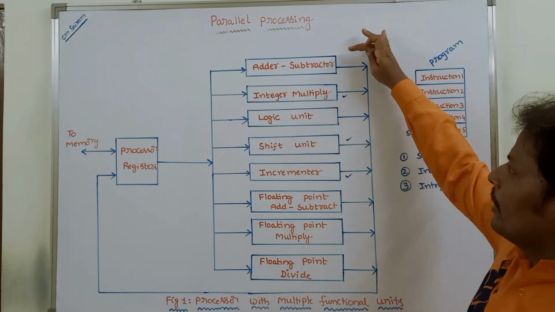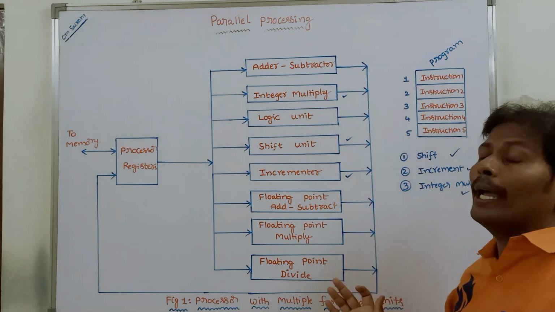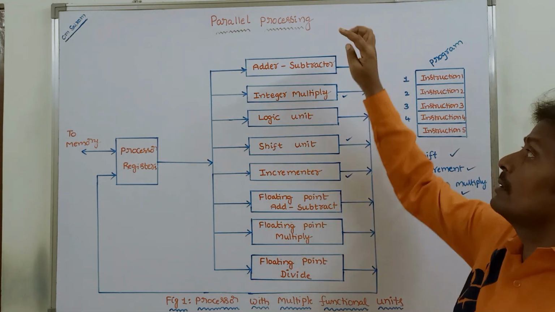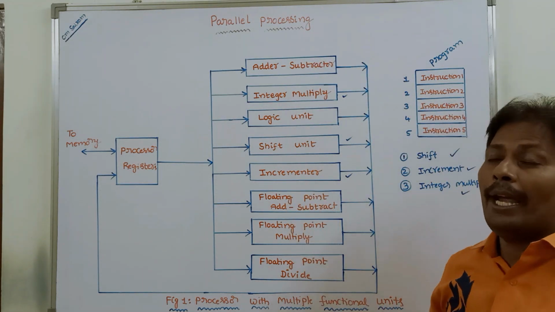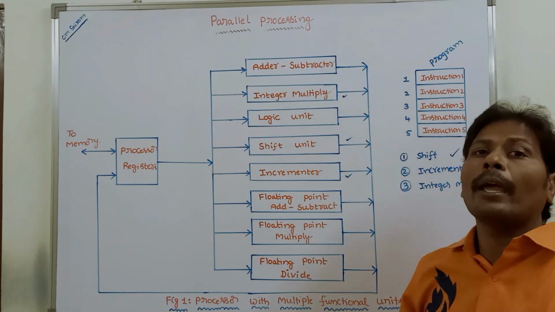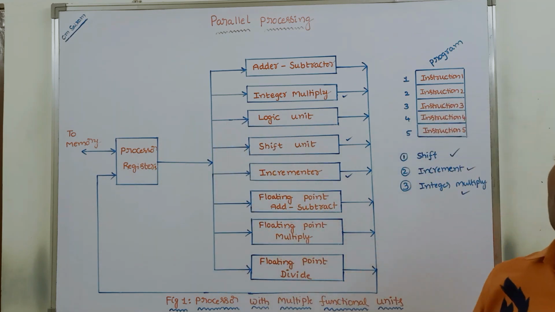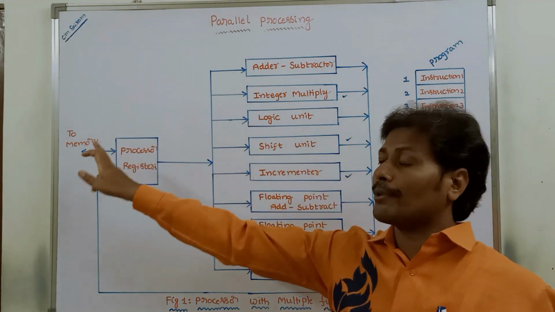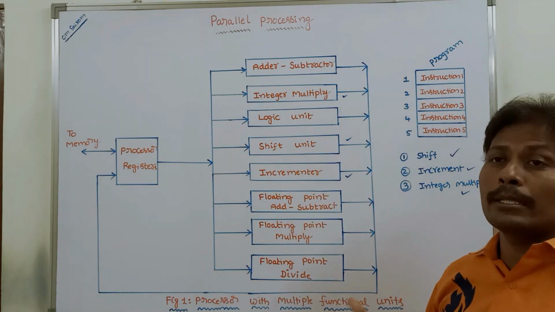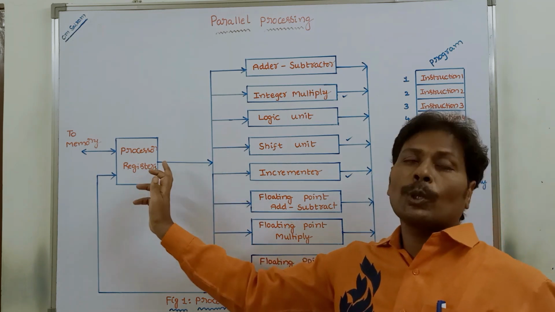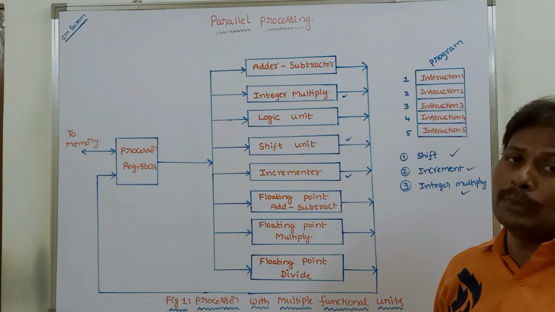Okay, here at a time 8 operations can be executed at the same time. In this way, we are achieving the parallel processing technique. At a time, we are executing 8 instructions by taking the operand data from the processor registers, by taking the instructions from the memory. Once all these operations are executed, then the result is stored in the processor registers. After that, it can be transferred to the memory.